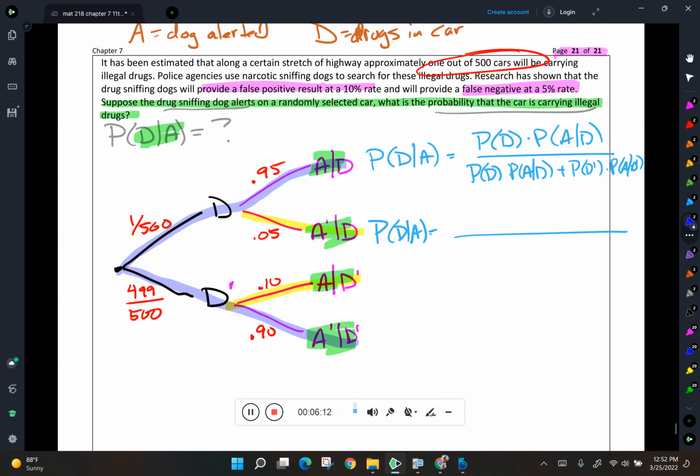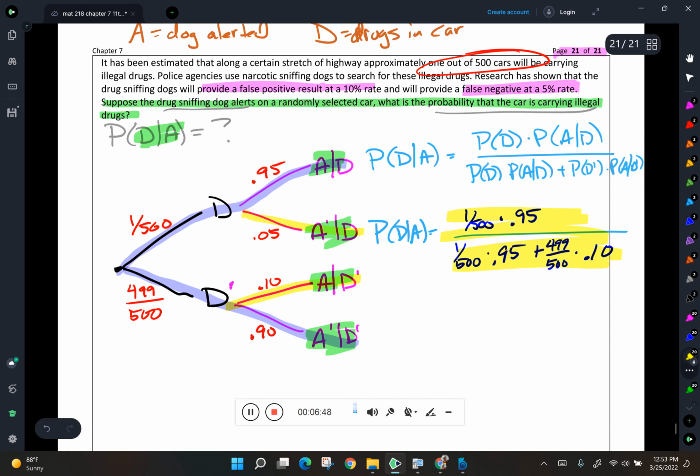Okay. So the probability of D given A, and I'm going to put all those numbers in. Drugs was 1 out of 500, times the alert given drugs, that's the 0.95 from that first branch up here. And then I've got that same thing downstairs, times 0.95, plus don't have drugs, so 499 out of 500, times alert given don't have drugs, so that's the 10%. Okay. And now I'm going to take this hot mess right here, throw it in my calculator and see what happens.